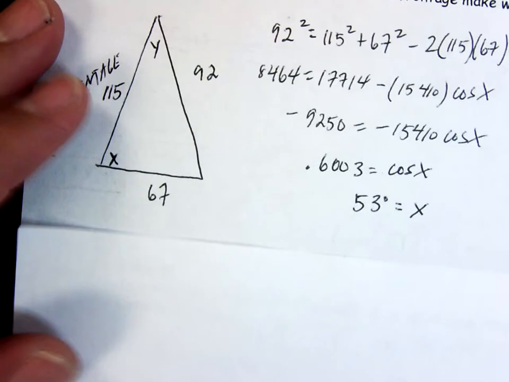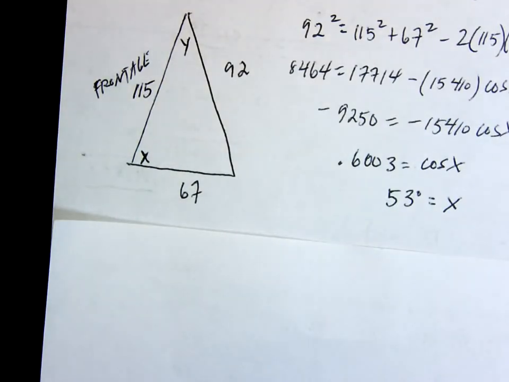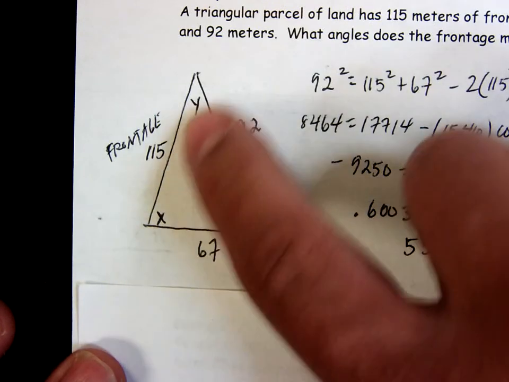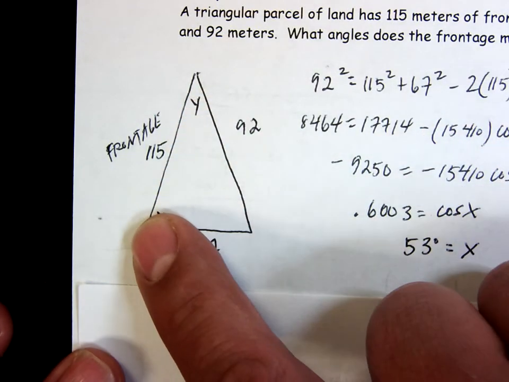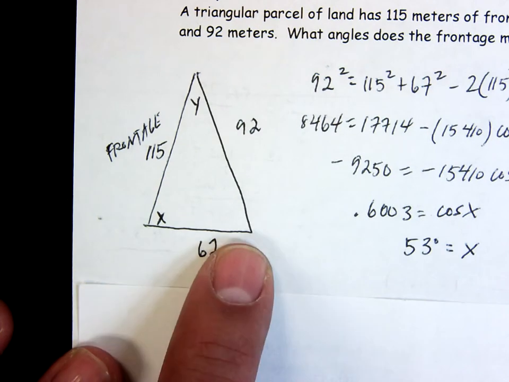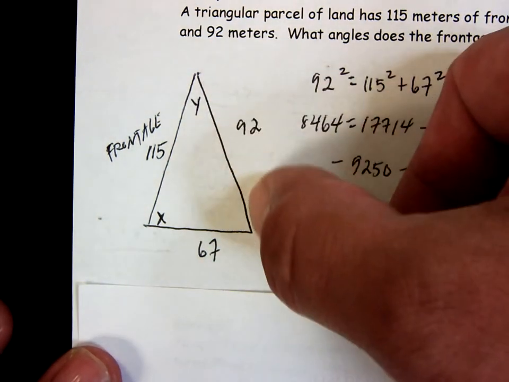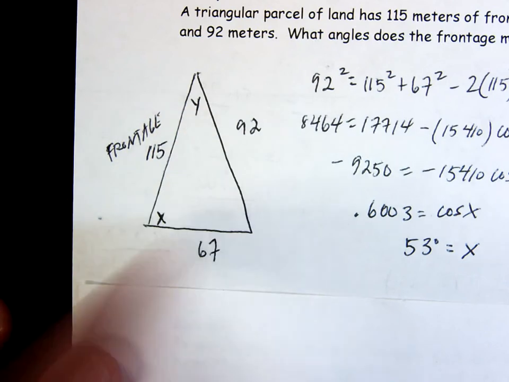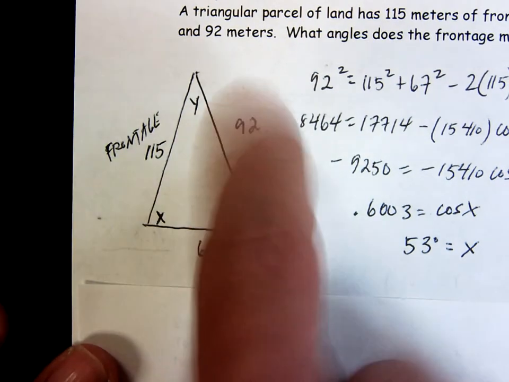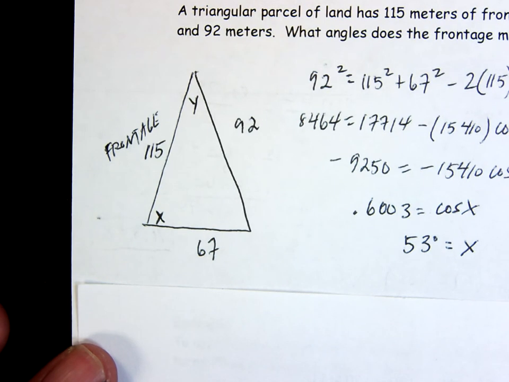This one starts off kind of confusing. It talks about frontages and boundaries, and basically this is all we're saying. I've got a 115-meter frontage over here. I know this piece is 67, this piece is 92, and I just want these two angles. So again, I know all three sides, side, side, side, which tells me I have to use law of cosines.